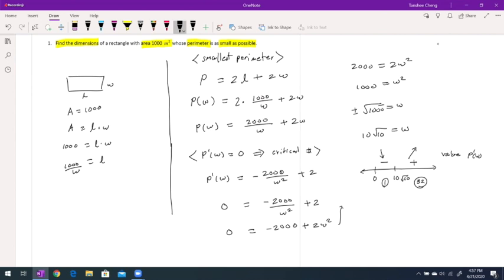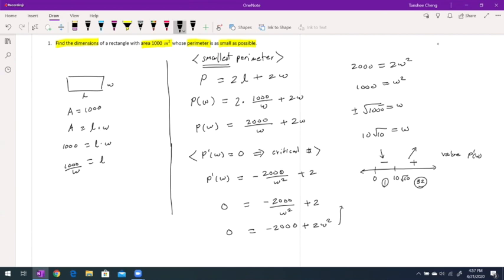So this will give us a minimum. Are we all following so far? This function will give us a minimum at that point. That makes sense with what we want to find out, because we want the smallest perimeter. When you plug this 10 square root of 10 into the perimeter function, that will give us the smallest perimeter that we can get on this function.